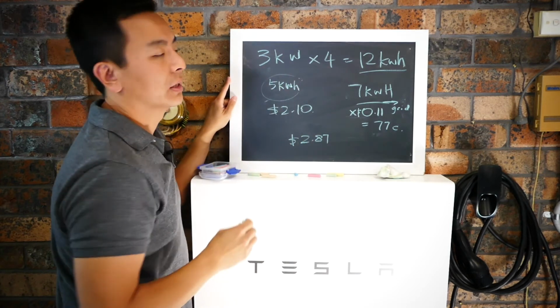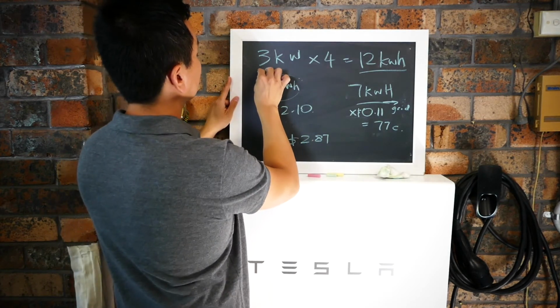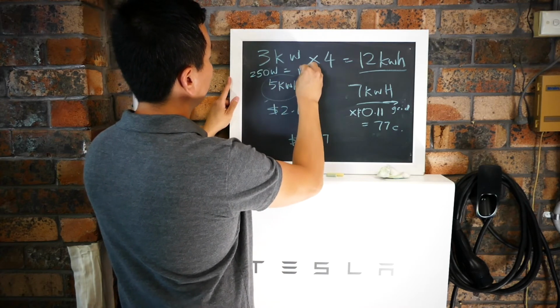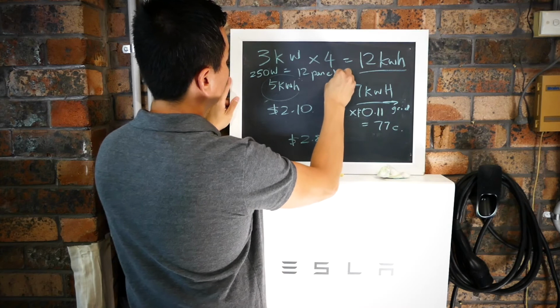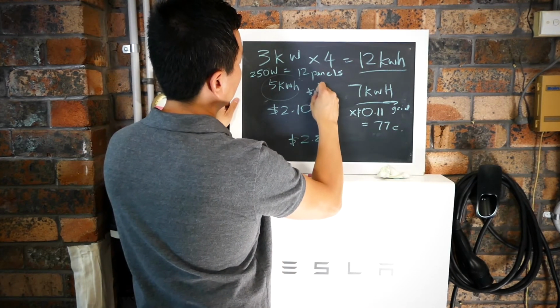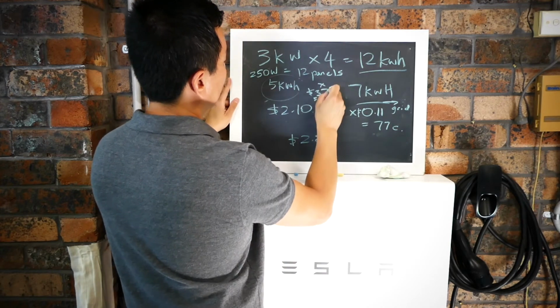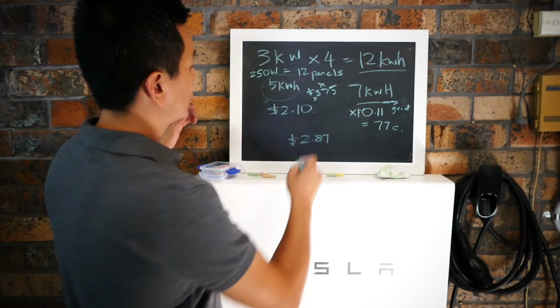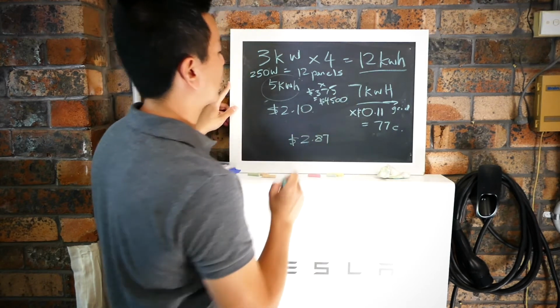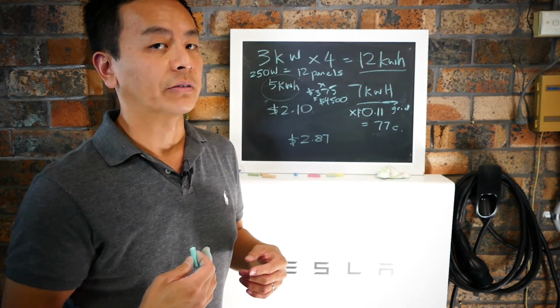If you are buying a 3 kilowatt array, if each panel is 250 watts, you will need 12 panels. Each panel currently is $375, which means that you end up paying $4,500 in solar panels once you get your rebates from the government.